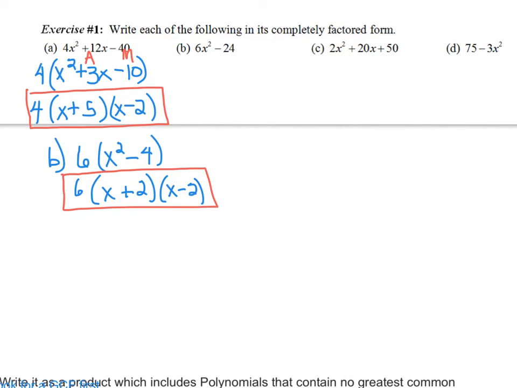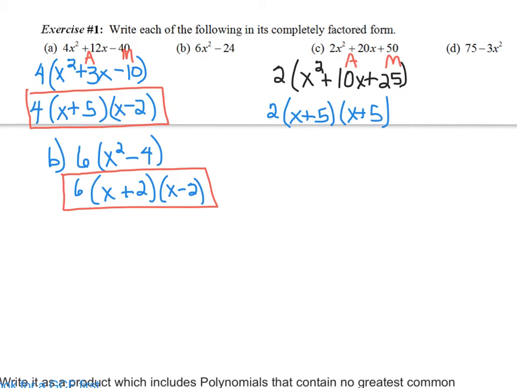Let's go to part C, 2x squared plus 20x plus 50. I see that all three of the terms can be divided by 2. So when I factor out the GCF of 2, I'll have x squared plus 10x plus 25. Now if we examine that closely, we see that we have a trinomial. So let's try to factor that by adding to get 10 and multiplying to get 25. Keep the 2 out in front. And as my two binomials, I'm going to multiply x plus 5 times x plus 5.